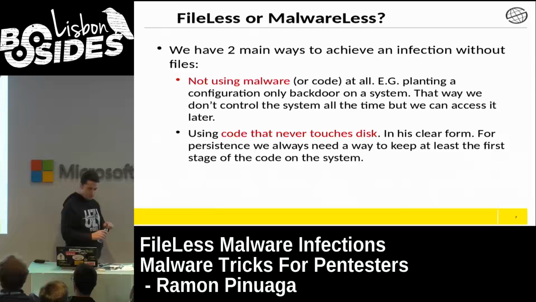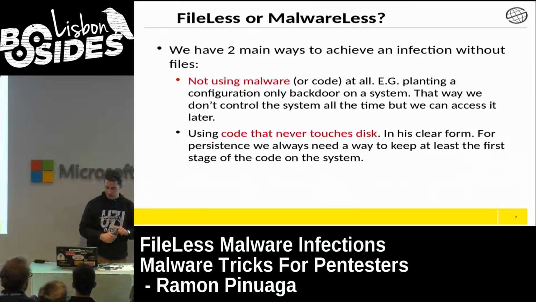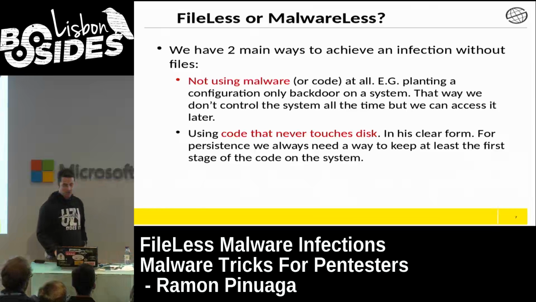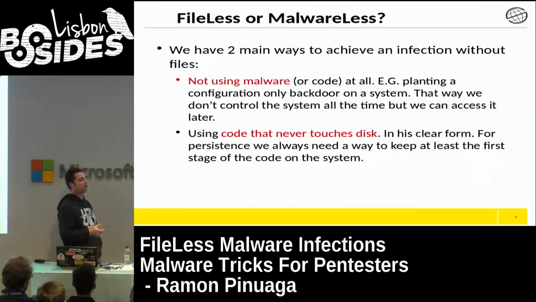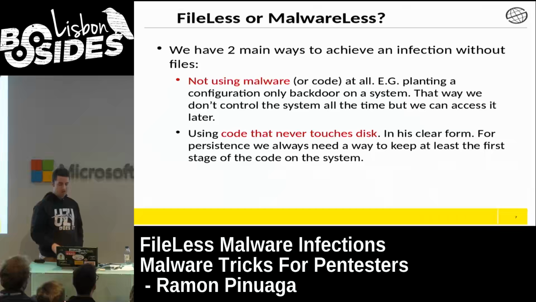So when we are speaking about fileless malware, we have two types of techniques. We can not use code or malware at all. For example, we can modify the configuration of a system without leaving any file or anything on the system. But with this configuration, we can backdoor the system, so we can access the system later. So it's like installing a backdoor.